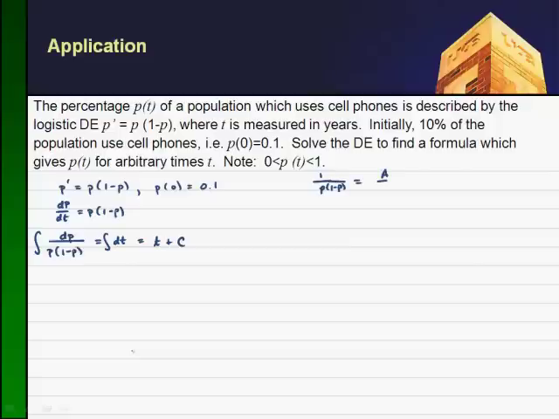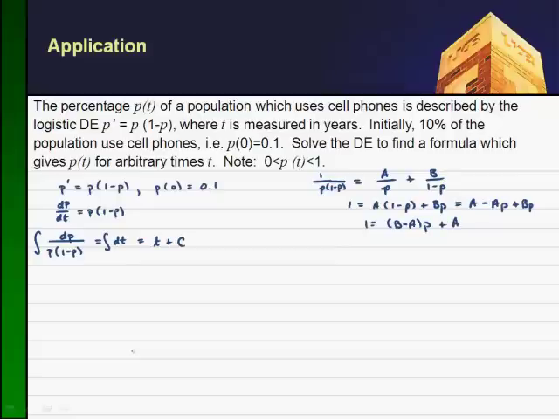So I'm going to decompose that into A over P plus some B over 1 minus P and try to determine A and B. If I multiply both sides by P(1 minus P), I get 1 is equal to A times (1 minus P) plus BP, which also gives A minus AP plus BP. If I factor out a P, I get 1 equals (B minus A) times P plus A.